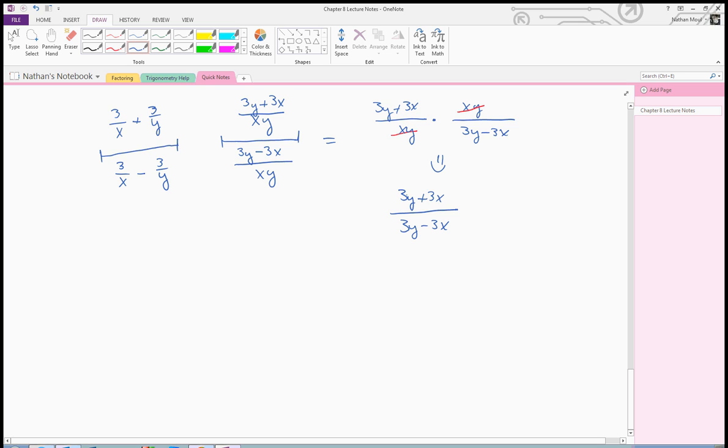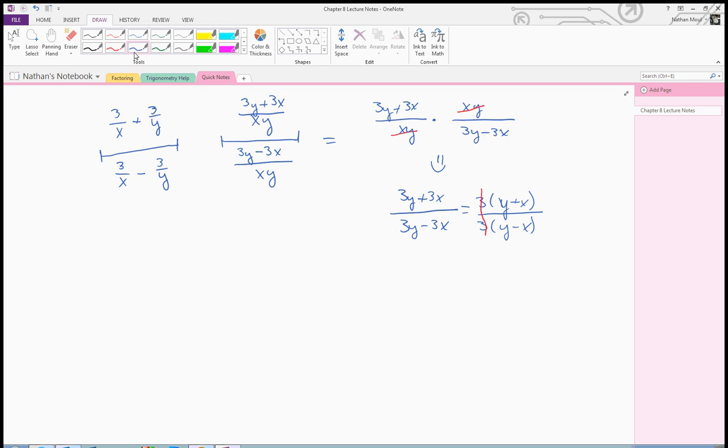Now, we can factor 3's out of each of these and get this into an even smaller fraction form. So we have 3 times the quantity of y plus x over 3 times the quantity of y minus x. Fundamental property kicks in again, saying, hey look, these guys are gone, leaving us with y plus x over y minus x.